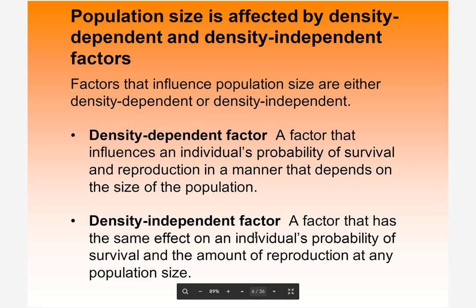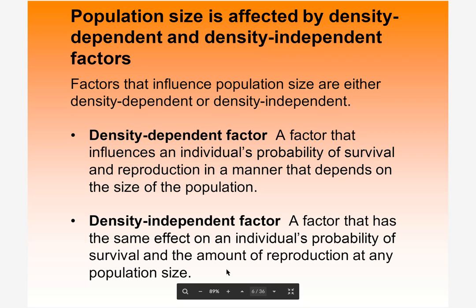Density independent, again, is a factor that has the same effect on an individual's survival regardless of the population, right? So it doesn't matter what the population size is. What we talked about were mostly natural disasters, right? Tornadoes, hurricanes, flood, fire, volcano, drought, heat wave. All of those will directly affect individuals, and it doesn't matter if we're talking about 1 million individuals or 10, right? If you have a flood or a volcano, it's going to affect the individual in the same way.